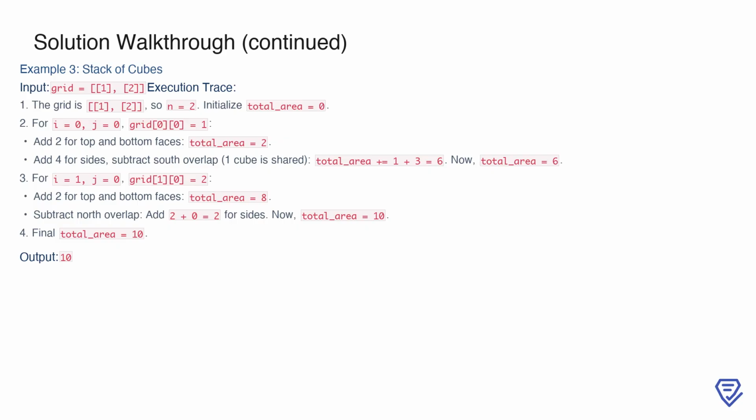At position 1, 0, the height is 2. Again, we add 2 for the top and bottom faces. For the sides, the south face, as well as the west and east faces, are exposed, but the north face overlaps with the cube above. The overlap reduces the exposed area by 1 unit, leaving 2 units for the north side. Adding these contributions, the total surface area becomes 10. Therefore, the output for this grid is 10.